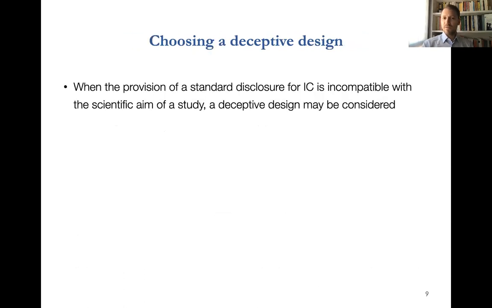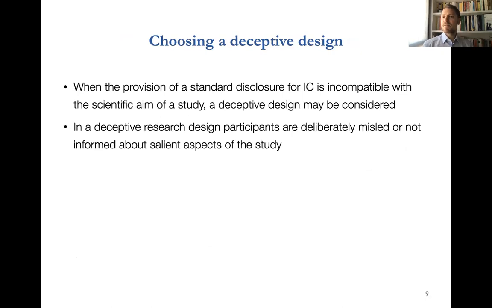And in fact, when the provision of a standard disclosure for informed consent is incompatible with the scientific aim of the study, a deceptive design might be considered by the researchers. And obviously, in a deceptive design, participants are deliberately misled or not informed about salient aspects of the study, for example, the true purpose of the study or the true role of some of the experimenters.